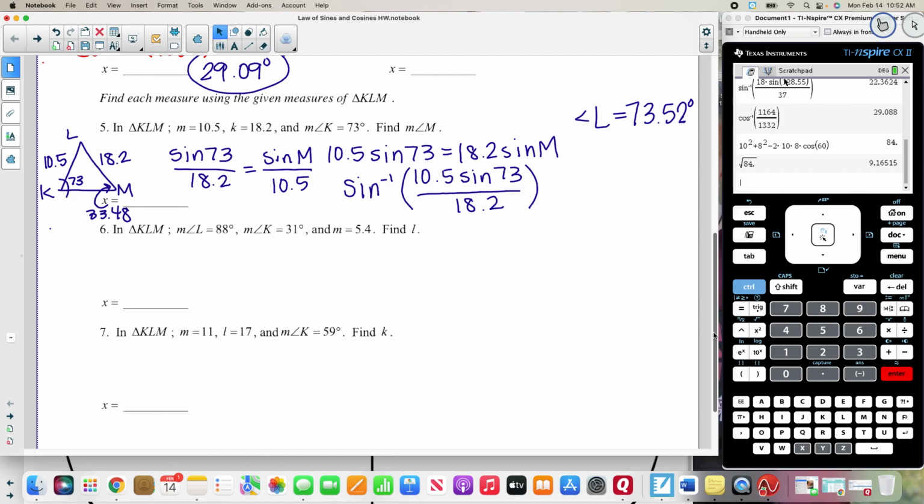Cosine 59. Because think about whenever you're multiplying, nothing under here will ever be negative. So then yes, you've done something wrong.